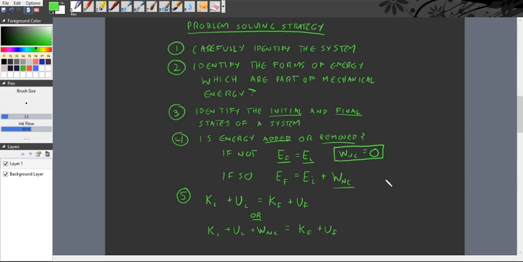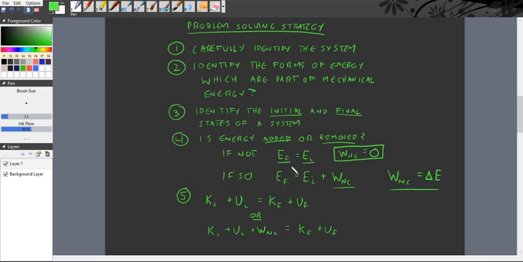Now remember, your non-conservative work is equal to your change in total energy. So this actually makes a lot of sense. If we're losing 500 joules through friction, then your final total energy is going to be 500 joules less than your initial total energy. If we're adding 800 joules, because someone's pushing on the roller coaster from behind, then your final total energy is going to be 800 joules more than your initial.